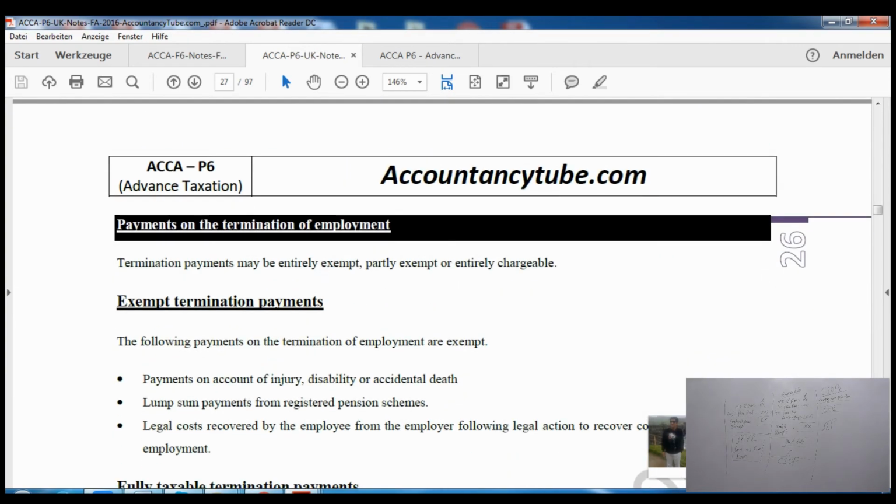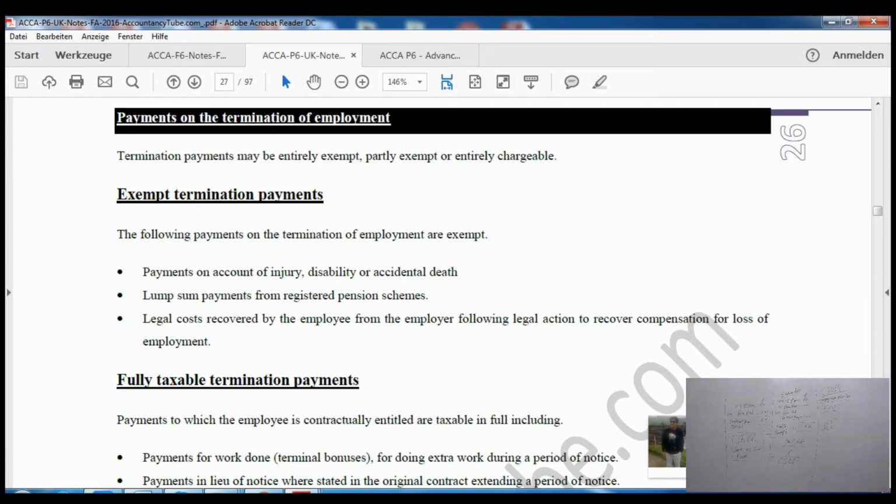Then it says legal costs covered by the employee from the employer following legal action to recover compensation for the loss of employment. Say, for example, if you have been kicked out of the company and you sue that employer, if you win that case, that cost will also be recovered, whatever you have incurred in that specific case. The next one is fully taxable. Whatever has been mentioned in the contract, whatever amount you get on that, will be fully taxable.